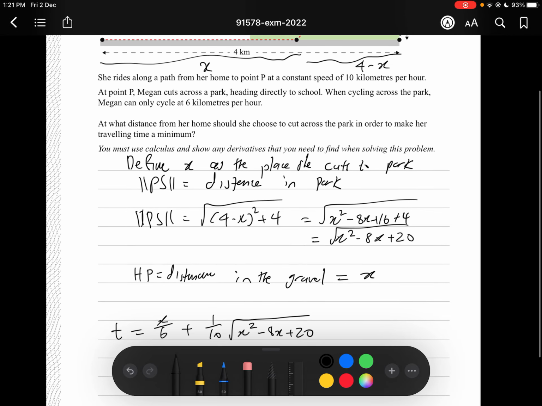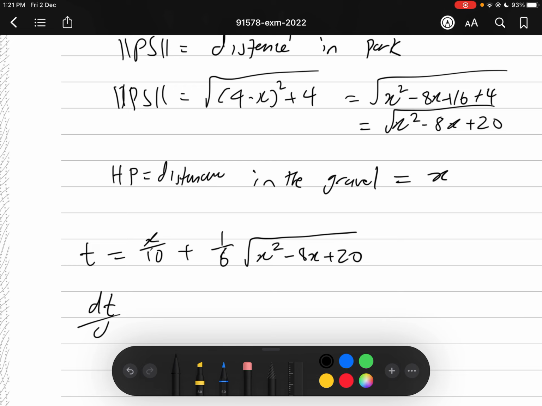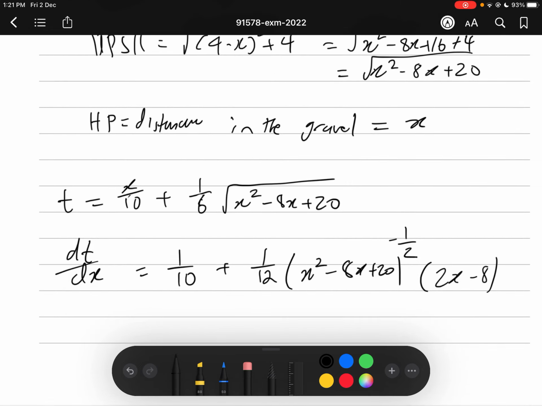Oh, did I get it the wrong way around? I did get it the wrong way around. I apologize, guys. Okay, so x on 10 and x on 6 here. So dt on dx is equal to 1/10 plus, in this case, we have 1/12 times x squared minus 8x plus 20 to the power of -1/2 times 2x minus 8. And this will be equal to 1/10 plus 1/6 times x minus 4 over the square root of x squared minus 8x plus 20. So let's make this equal to 0 and solve for x.